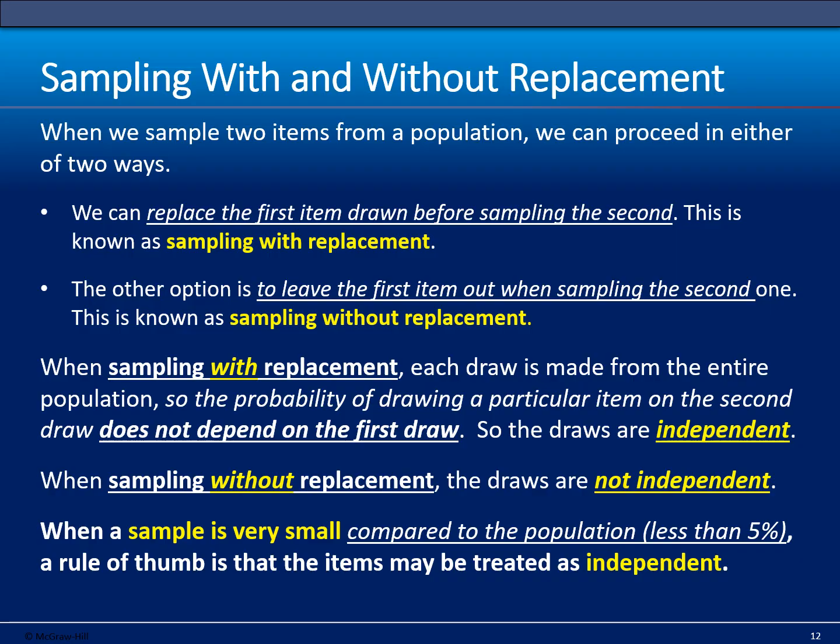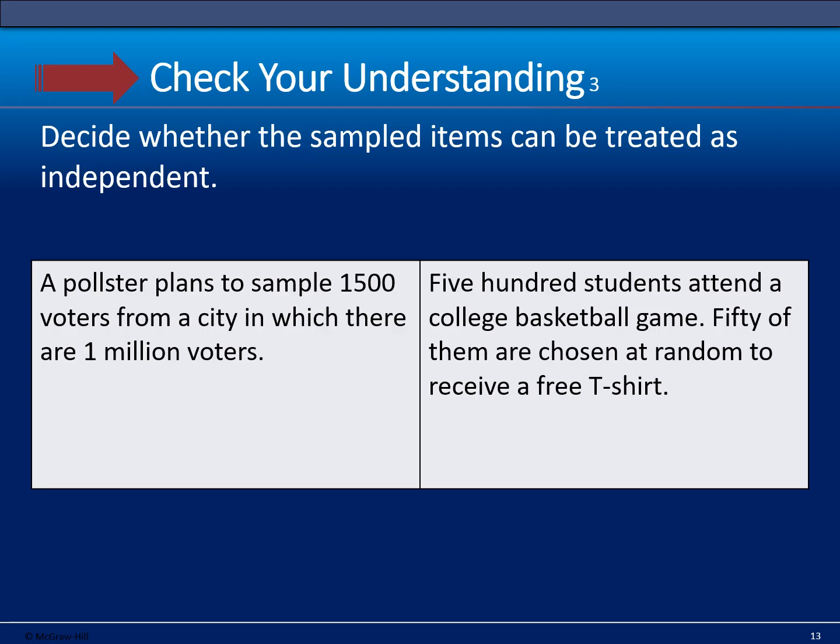However, when a sample is very small compared to the population, again, we're using 5%, a rule of thumb is that the trials can be treated as independent. So let's say we have a population of 1,000 people and we want to select 20 for an interview. Well, 20 out of 1,000 is only 2%. So this is so small that even though we do it without replacement, it's still such a small percentage of the overall population that one removal each time is not going to have a grand effect on our probability calculation. And so that's why that works. Okay.